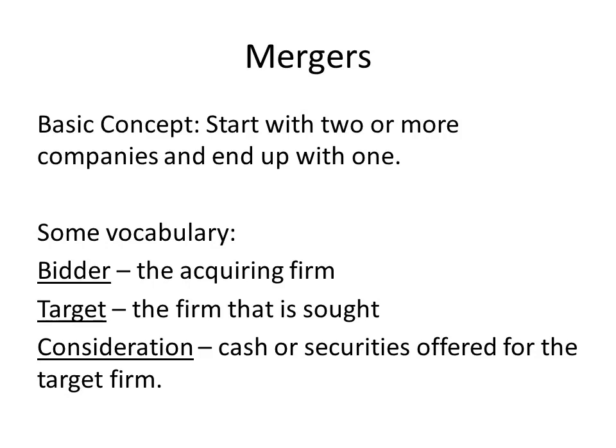Now I'm going to use some vocabulary throughout this lecture, so we should probably teach you some new terms. First, there's bidder. This is the acquiring firm. This is the firm that's going to buy the target. The target is the firm that is sought, or the firm that will be bought. And then there's consideration. That's the cash or securities offered for the target firm. We're going to see that most mergers are usually done with cash or with the bidder's stock.